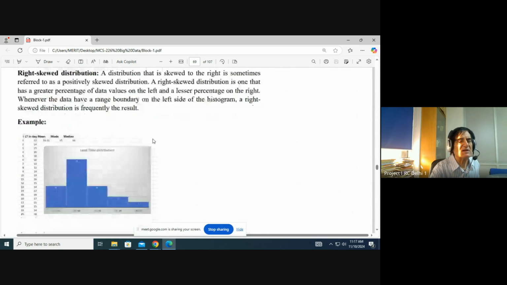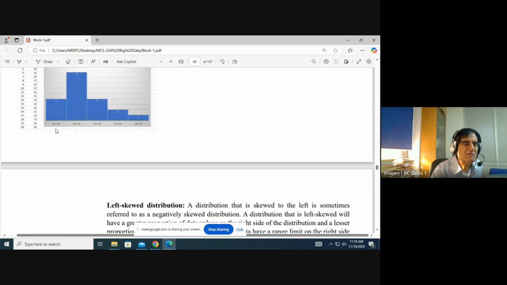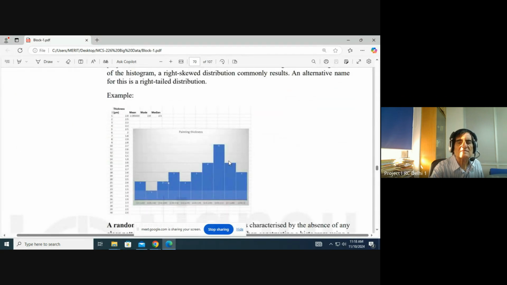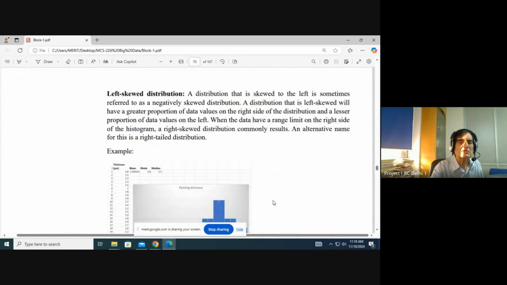You can have three peaks also. This is a single peak, frequency results and all that. That's the type of thing. Then you have various skewed distributions, left skewed, right skewed. This is right skewed, and left skewed is this. It is skewed because the peak is coming to the left or coming to the right, coming later or coming earlier.